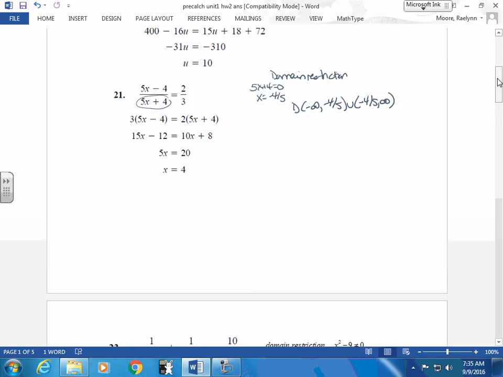Easiest way, cross multiply. You do have a domain restriction. You have a variable in the denominator. So my answer cannot include -4/5. If I come up with the answer -4/5, it was not allowed, I was not allowed to use it.